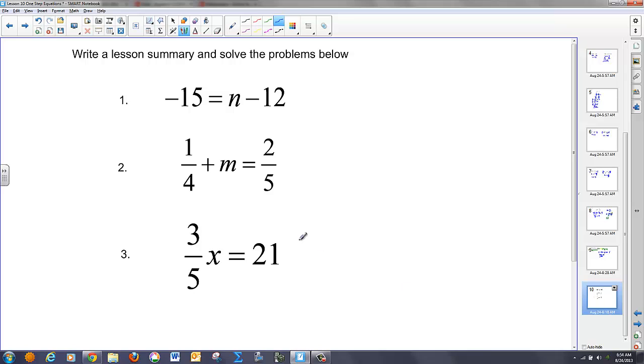So that's it on the one-step equations. Here are your 3 problems to solve, and make sure you write up your lesson summary.